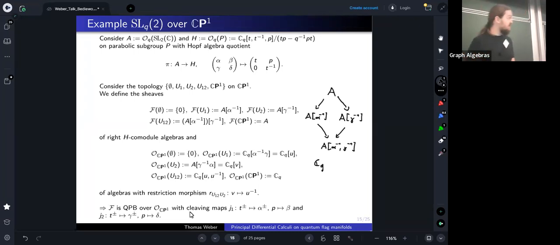Okay, so the picture for CP1. Globally, we were saying we just have the constant functions. So on the first open U1. Sorry, let's say that it's the same isomorphic algebra.